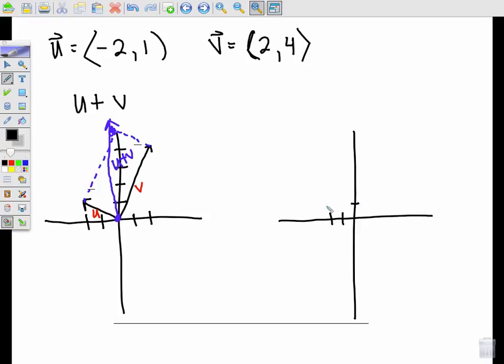Another way to do it is you start with the first vector here. So this is vector u. And then from vector u, you do vector v, and vector v is to the right 2 and up 4. So you go to the right 2 and up 4. So this is vector v, starting at the end of vector u.